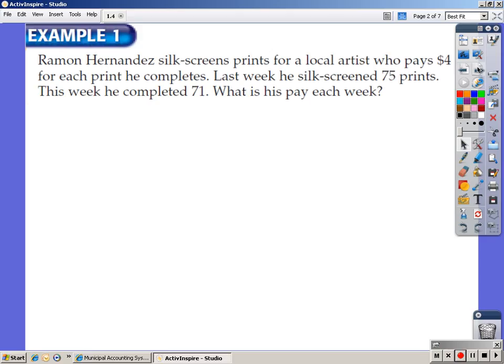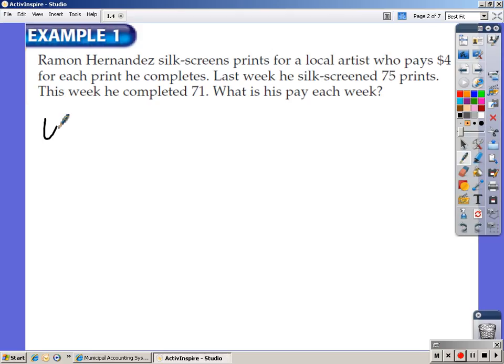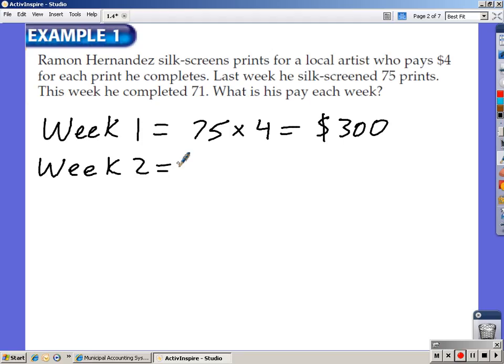Okay, so the first week, week 1, he did 75 prints at $4 a piece. 75 times 4 is $300. Okay, week 2, he did 71 prints at $4 a piece. 71 times 4 is $284. All right? Pretty simple stuff so far.